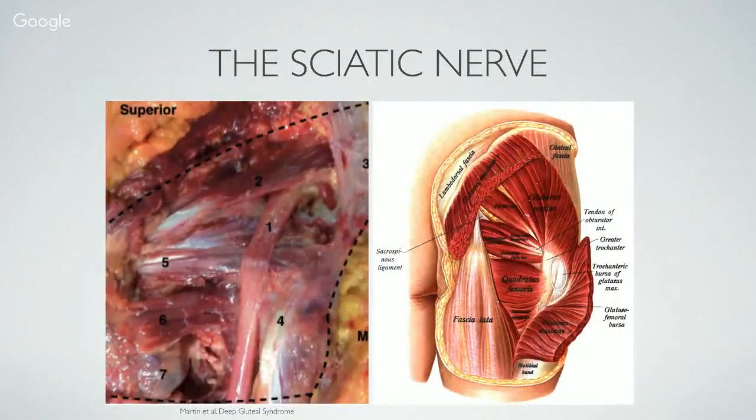So just a look at the sciatic nerve in a cadaver here. You can see it's marked number 1 here, enters the pelvis at that sciatic notch we discussed, just anterior to the piriformis, then passes anterior to the sacrotuberous ligament as well. Piriformis is marked number 2, and the sacrotuberous ligament is marked number 3. The nerve continues distally towards the ischium and the hamstring origin, which is marked number 4.